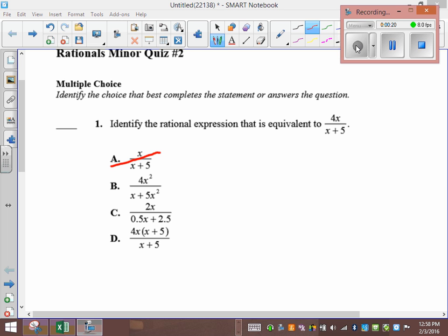This one I have to add an x to, so then I have to add an x to everything. So 4 times x is 4x squared. X times x is x squared. No. This one, they divided by 2. So 4x divided by 2 is 2x. X divided by 2 is 0.5x. And then 5 divided by 2 is 2.5. So it's C. 1 mark.